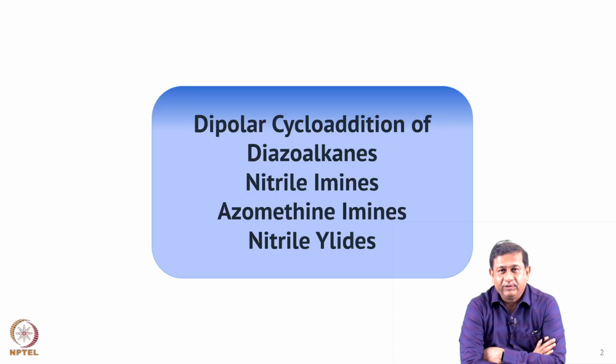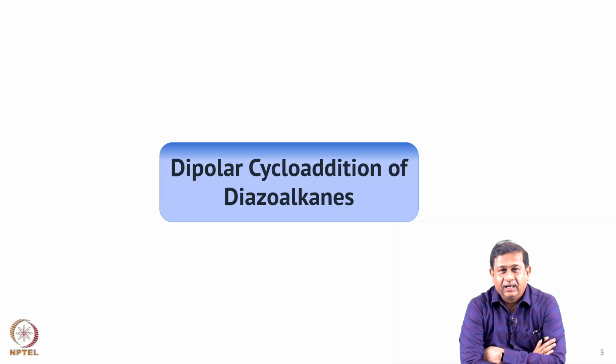In the last 5 lectures, we have been talking mainly about 1,3 dipolar cycloaddition reactions, and today we will also continue to discuss a few more 1,3 dipolar cycloadditions, particularly the dipoles like diazoalkanes, nitrile imines, azomethine imines, and nitrile ylides, and how these dipoles are used in 1,3 dipolar cycloaddition reactions. First, let us start with diazoalkane.